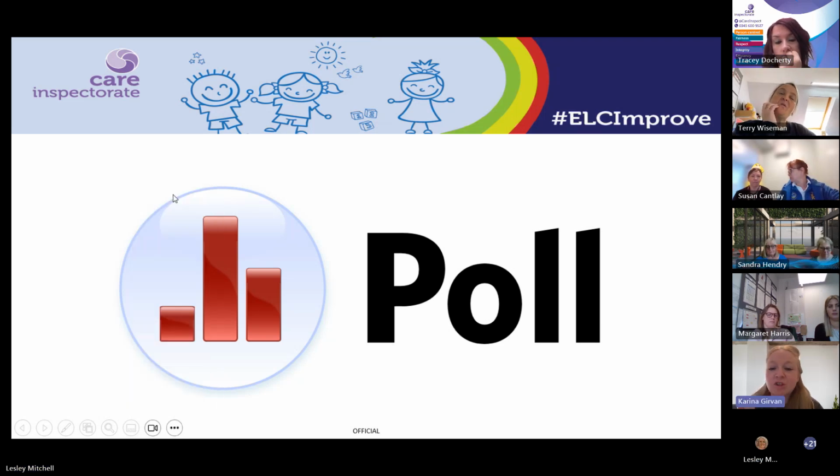Okay, dokie. So if you could just pop in the chat where you think you're sitting in your setting in terms of how Article 12 is reflected in your daily practice. So fully, somewhat, or not at all. If you just pop that in, that would be super. And we can just have a wee look at them coming through.